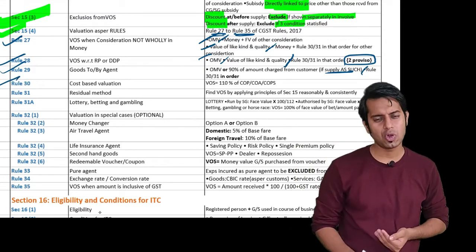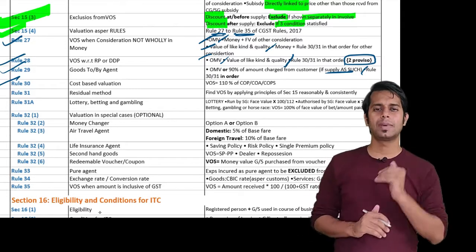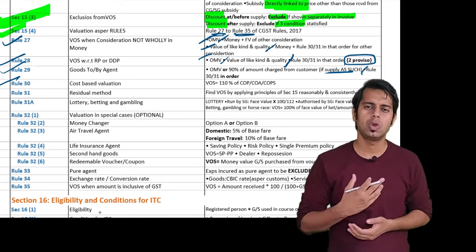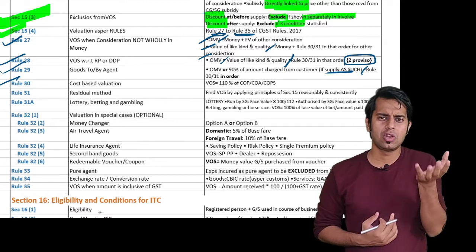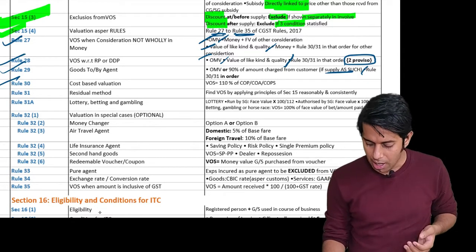Sir, from some time you are telling rule 30-31, 30-31. What is this 30-31, sir? Rule number 30 talks about cost-based valuation. Rule number 30 says in case of cost-based valuation, the value of supply will be 110% of, what is it, sir?